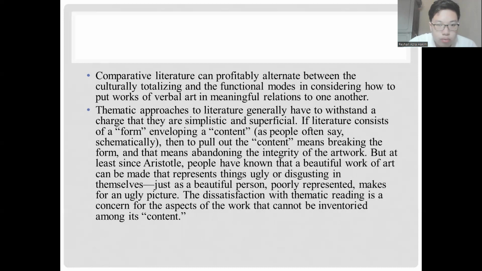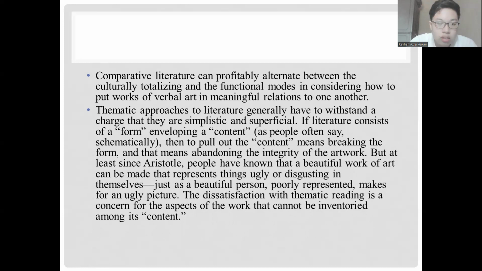Comparative literature can profitably alternate between the culturally totalizing and the functional modes in considering how to put works of verbal art in meaningful relation to one another.